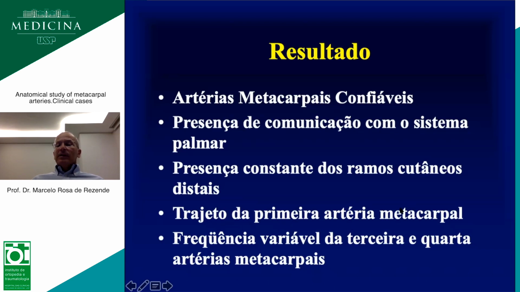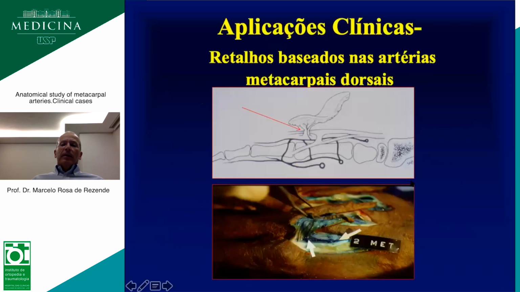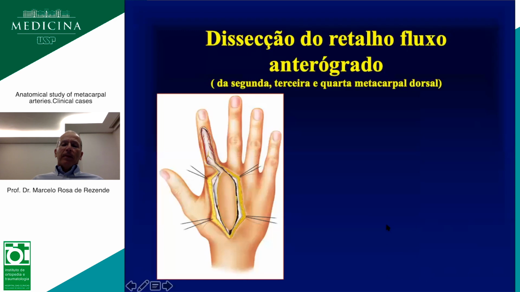The first and the second metacarpal arteries could be identified in all cases, but there is a variable frequency of the presence of the third and the fourth dorsal metacarpal arteries. Here's the pattern for the anterograde flap. Here we can see a dissected hand when we put some dye solution in the artery, so you can see the cutaneous branch very well here.